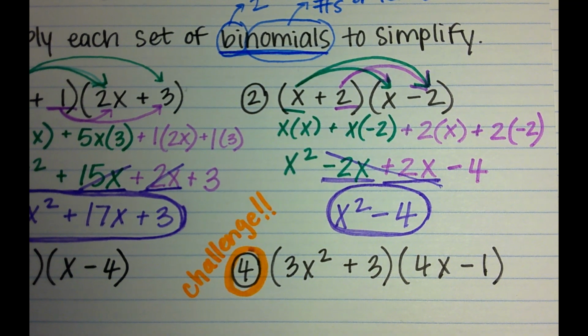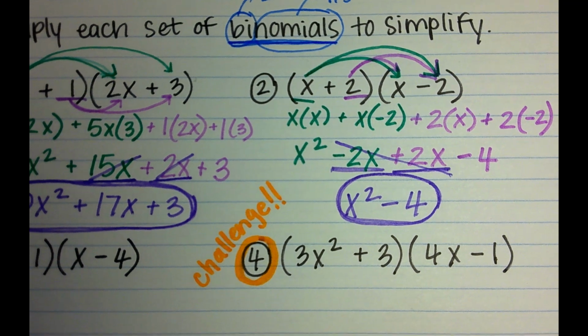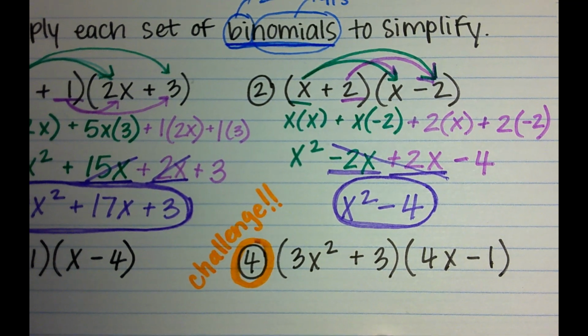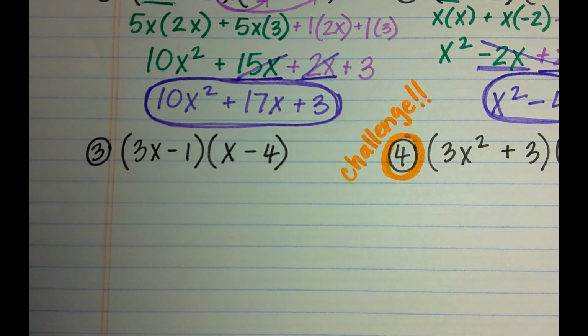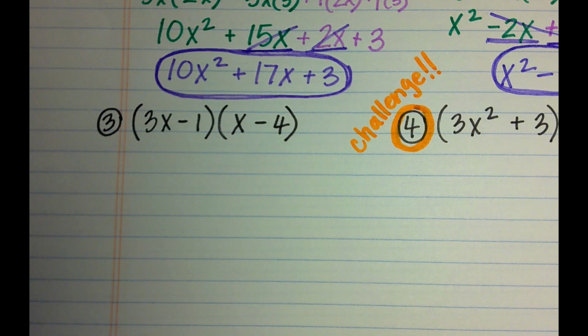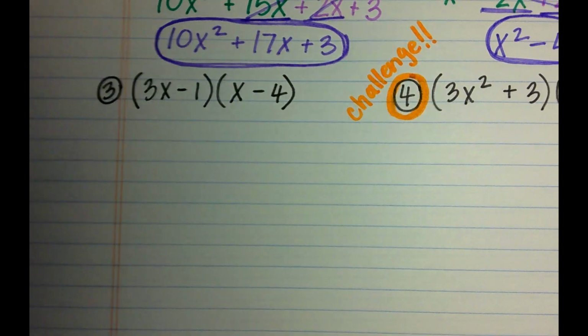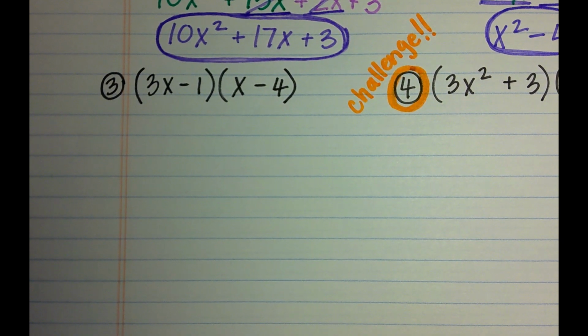Do we have any questions on number 2? Okay. Can I move to number 3, or does anybody still need to see this work? Okay. And then there's number 3. Number 3, I have 3x minus 1 times x minus 4. Would somebody else like to lead me through this one?